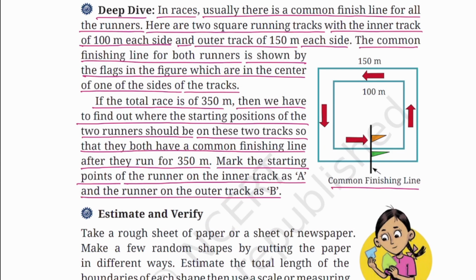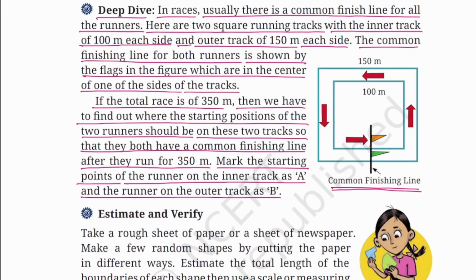You can see two tracks in the shape of square. Inner track has side length 100 meter and outer track has side length 150 meter. Since this is the finishing line and the race is of 350 meter, you have to move 350 meter in backward direction to get the starting position.